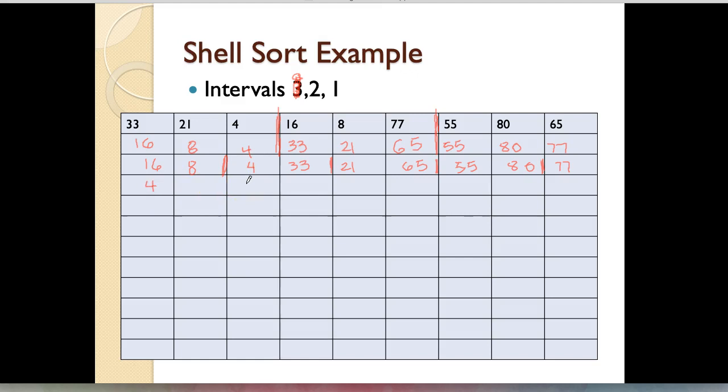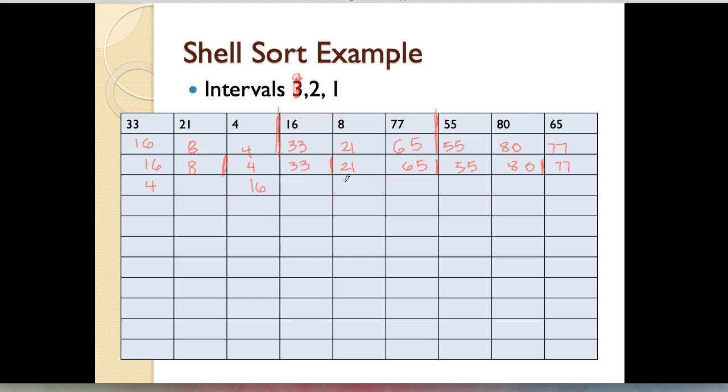So I'm going to write it in here, but pending a comparison, because now I'm going to compare that 16 with 21. Okay, I am going to write it even though I haven't compared that, so that we can see a different pass here. 16 with 21, yeah, 16 goes here.